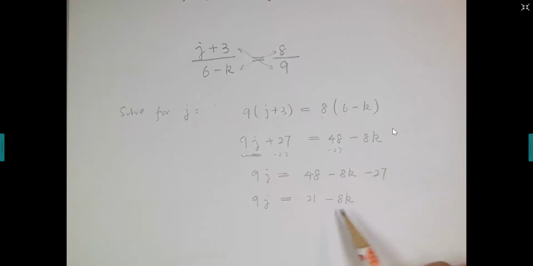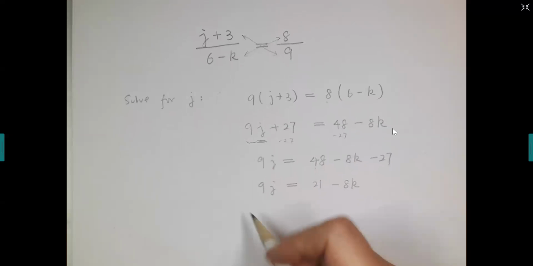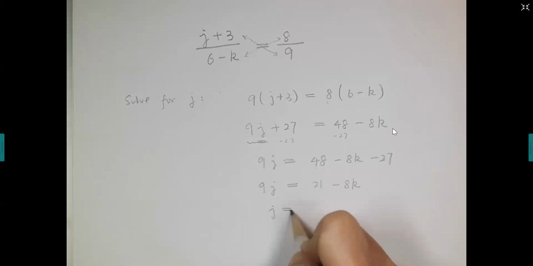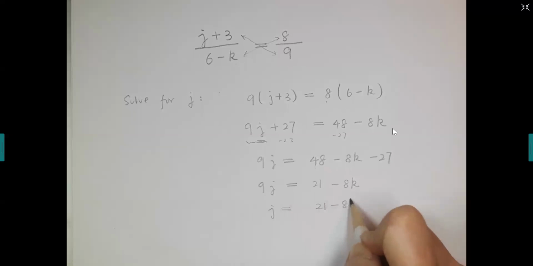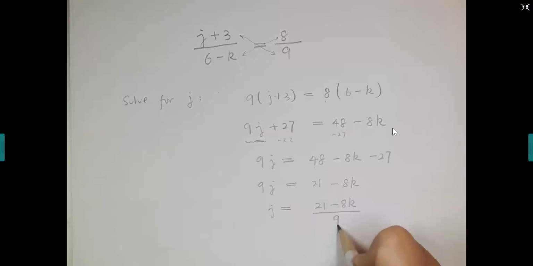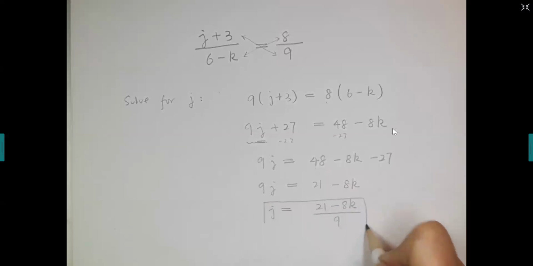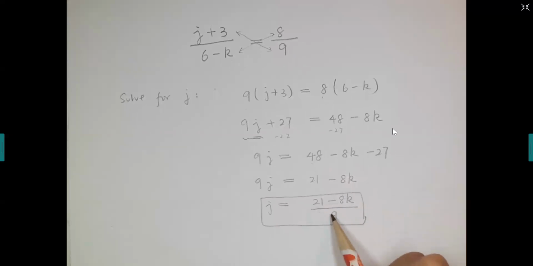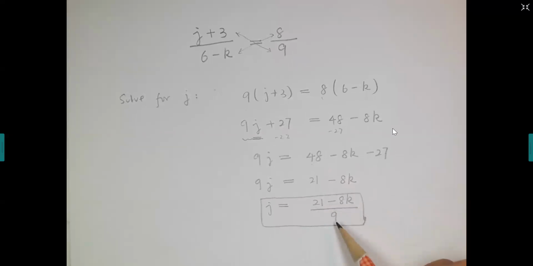So what is 8k? We don't care. 8k is just some number. And how can we get j? I have to divide by 9. So j equals 21 minus 8k, the entire right side, divided by 9. Final answer. When we have a rational expression here, we have to double check: are we able to simplify it? For this one, we cannot. So we'll leave it like this. Final answer.